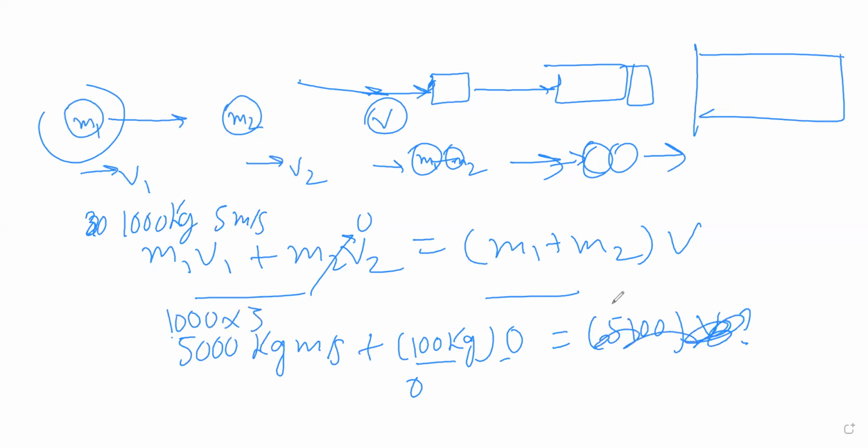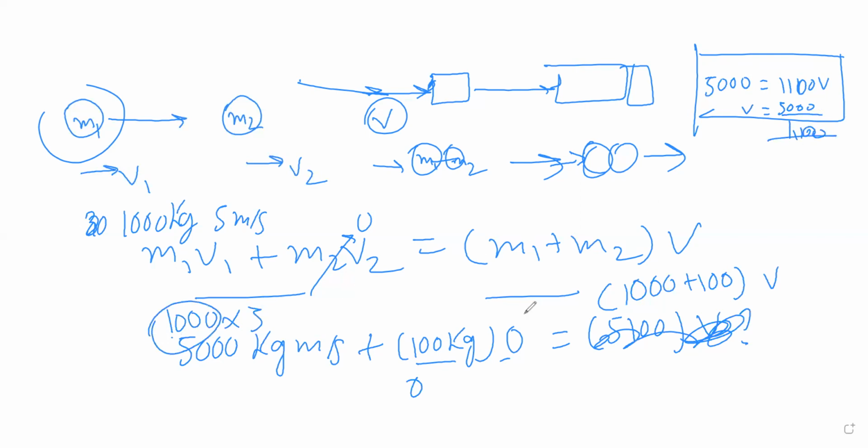So here we need to find the V. M1 plus M2, 1000 plus 100, not 5100. You can see on this side is 5000 and this side 1100 V. So what is V? 5000 divided by 1100. How do we get 1100? 1000 plus 100. So V will be 5000 divided by 1100. That's how we do the calculation.